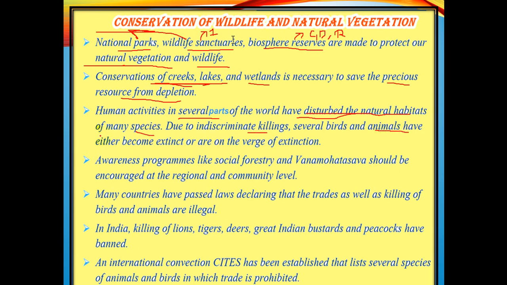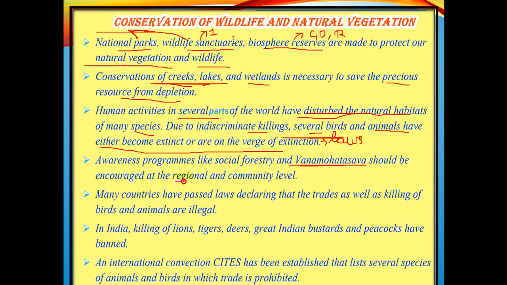We have to make some laws to prohibit this killing and hunting activities. So, laws have to be formulated. That means legislation has to be developed so that we can stop, prohibit, or penalize those people who are doing these activities, damaging the environment. Next, awareness programs like social forestry and Van Mahotsava should be encouraged at the regional and community level.